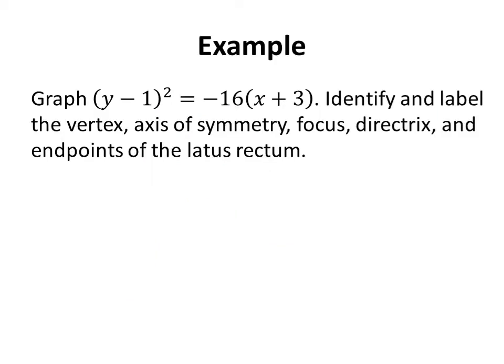Now, let's look at one example. Graph (y minus 1) squared equals negative 16 times (x plus 3). Identify and label the vertex, axis of symmetry, focus, directrix, and endpoints of the latus rectum.